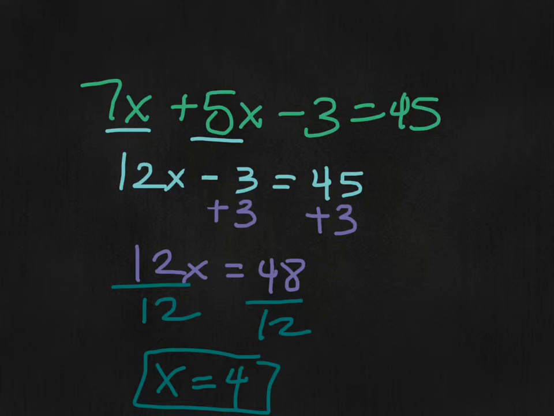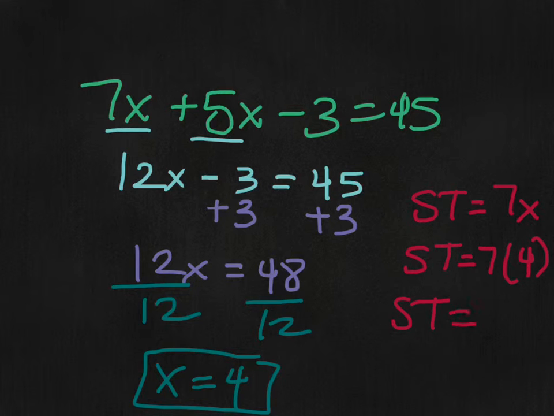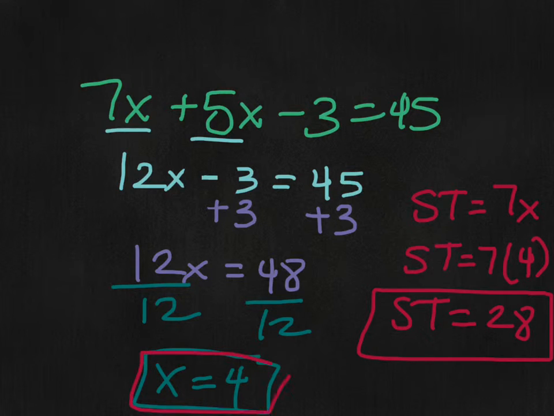Now make sure you're paying very close attention to your directions because it's saying to find x and it's saying to find ST. Okay, well we know that ST is equal to 7x. And our problem before was we did not know what x was, but now we do. So you just take x and plug it in. So 4 times 7 is 28. So we have our two answers. And there you go.